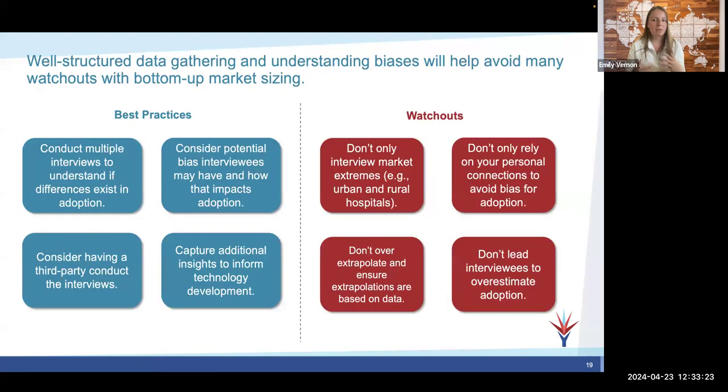So I want to take a step back. We're going to cover best practices and watchouts. I want to take a step back from that quick overview of the methodology to reiterate that there's really no right way to do these different methodologies. There's a lot of different approaches that you can use. There's a reason that we call this presentation the art of market sizing versus the science. I know that a lot of us on the line are likely science-minded individuals and want a direct protocol, but this is a little bit more nuanced.